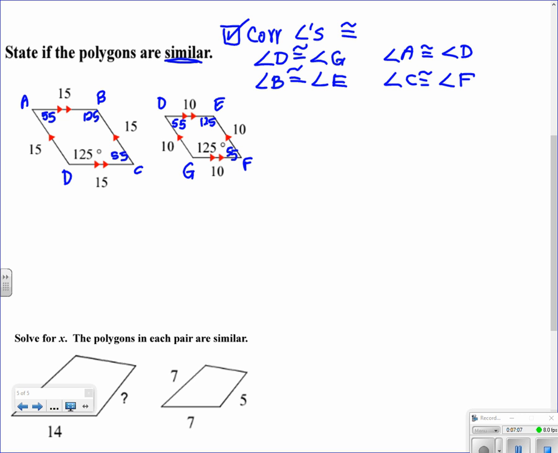Now, the second condition is corresponding, and I'm going to abbreviate also, corresponding sides are proportional.